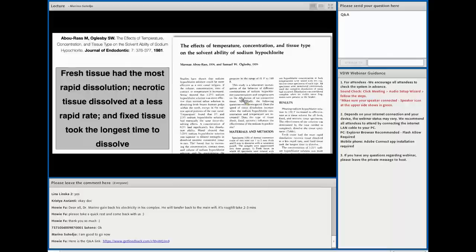If you are talking about the capacity of sodium hypochlorite to digest tissue, we know that the fresher the tissue, the more rapid the dissolution. And if we are dealing with necrotic tissue, the dissolving time of sodium hypochlorite is longer compared to fresh tissue.